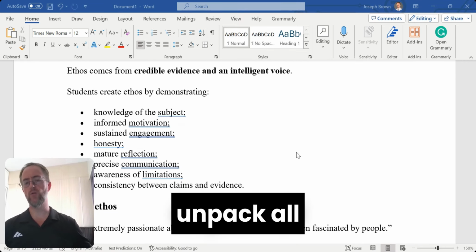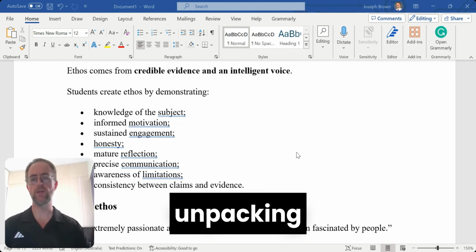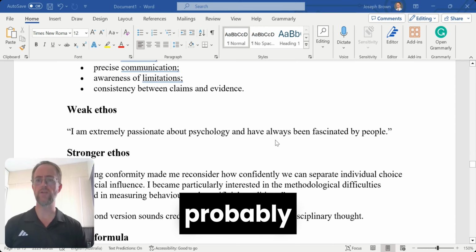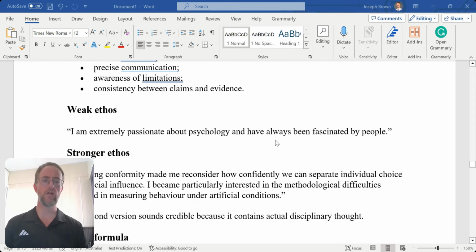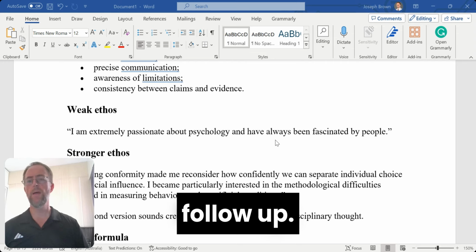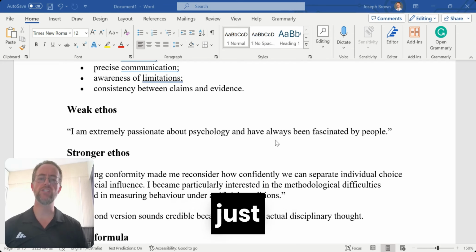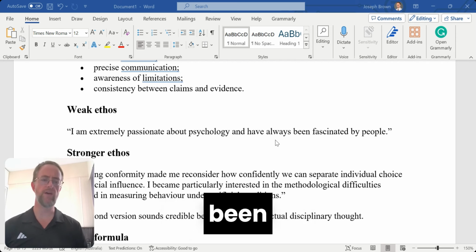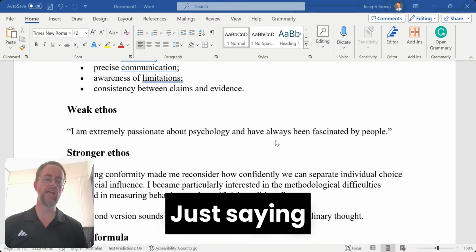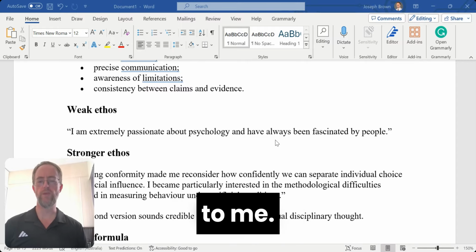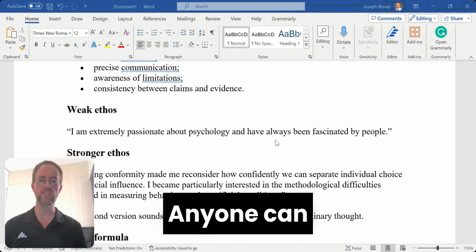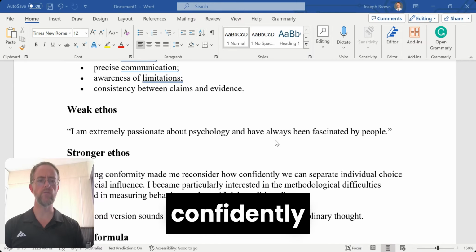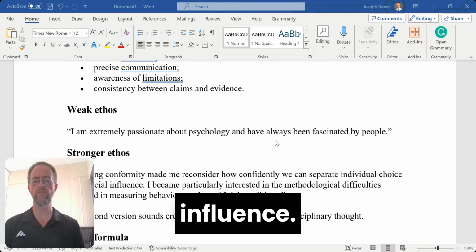So we could unpack all of these, and we could take hours unpacking all of these, but give you the credit to know that you probably understand what we're talking about. If not, ask me questions and we can follow up. But weak ethos is just stating what you are. I am extremely passionate about psychology. I've always been fascinated by people. Just saying it doesn't sell it to me. I'm not positioned to feel it. Anyone can say it. But studying conformity made me reconsider how confidently we can separate individual choice from social influence.